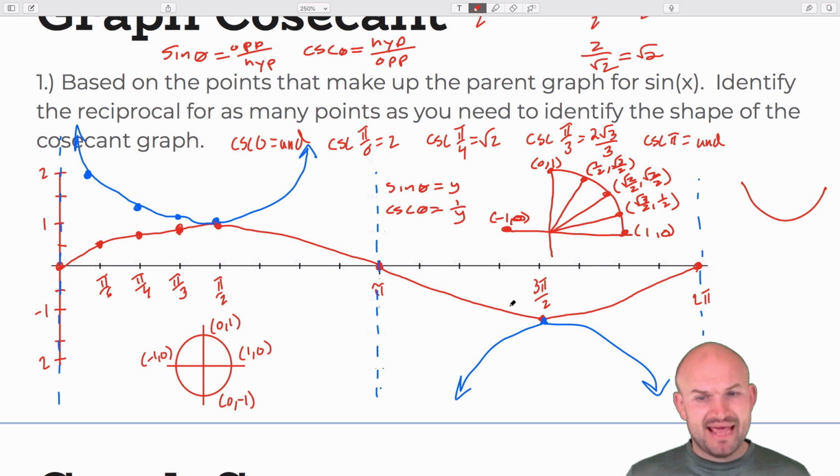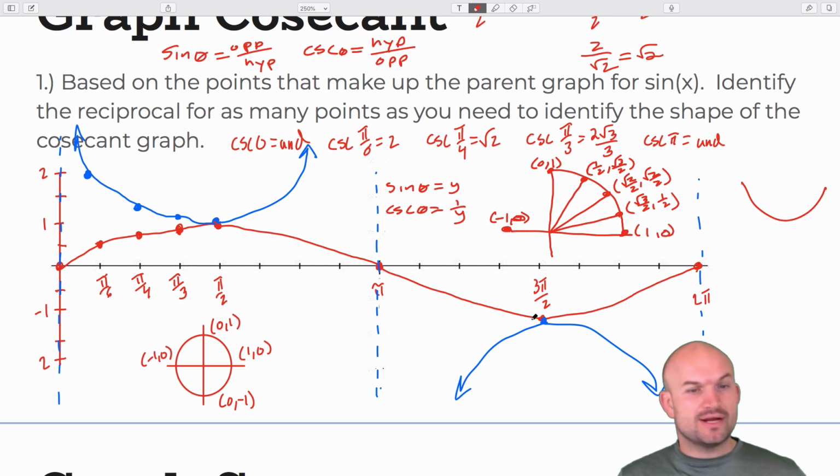In terms of the domain, you can see that we have asymptotes. So the domain is no longer all real numbers like the sine graph. However, we do recognize that the asymptotes occur when sine of x is equal to 0, right? Those are the zeros or the solutions. Again, that makes sense, because when y is 0, then cosecant is going to be undefined, looking at the unit circle there.